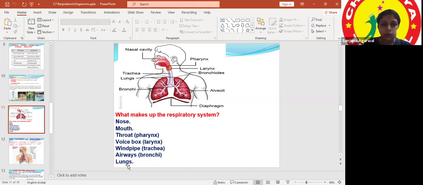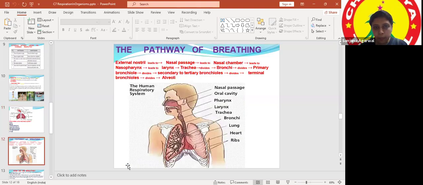Okay, so here is the pathway of breathing. External nostril, it leads to nasal passage, then nasal chamber, further pharynx, then larynx, then trachea. It divides into bronchi. Further, it divides into primary bronchioles, secondary to tertiary bronchioles, then terminal bronchioles, and further alveoli. So just do one thing. Hold on.